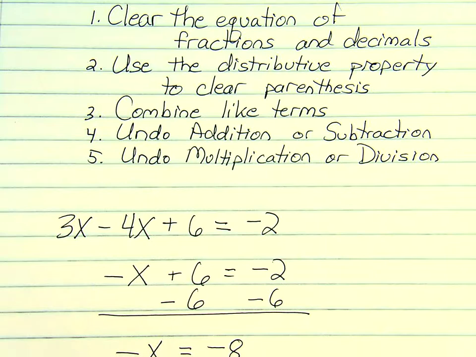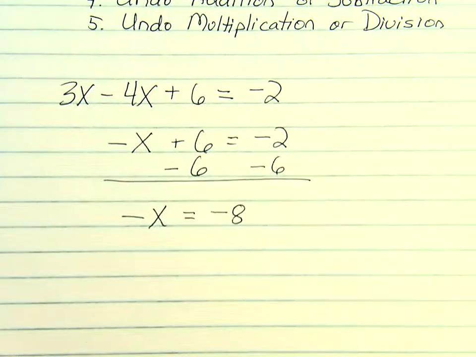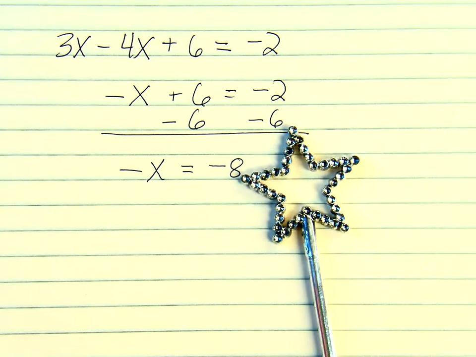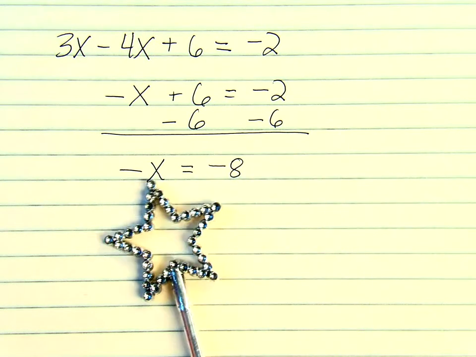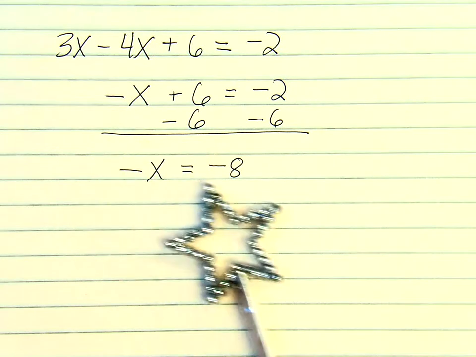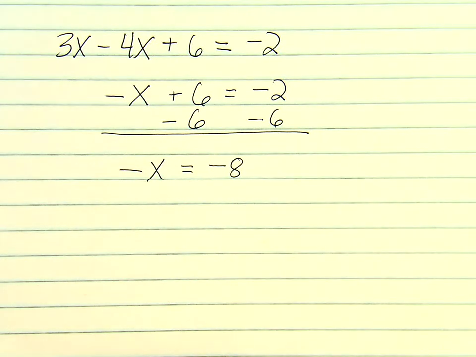Now, normally I would ask you, are we done? And your answer would be, no, we are not done. We have got to take care of that. And then I would say, oh my gosh, you're a star. Yes, you know that we can never have a negative x. What? No, we can never have a negative x. So, you're a star. We know that.